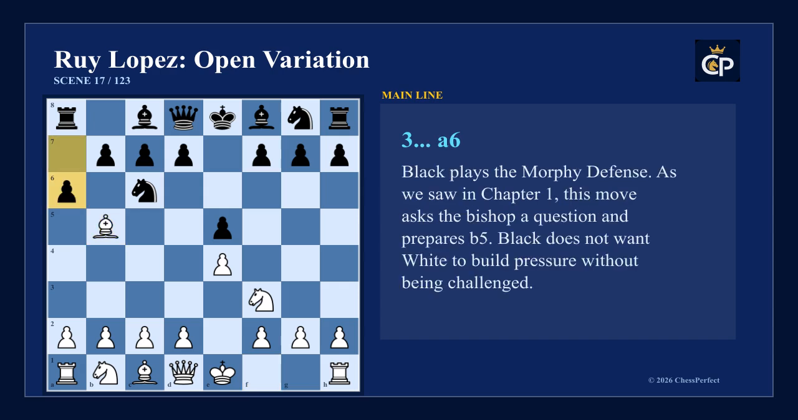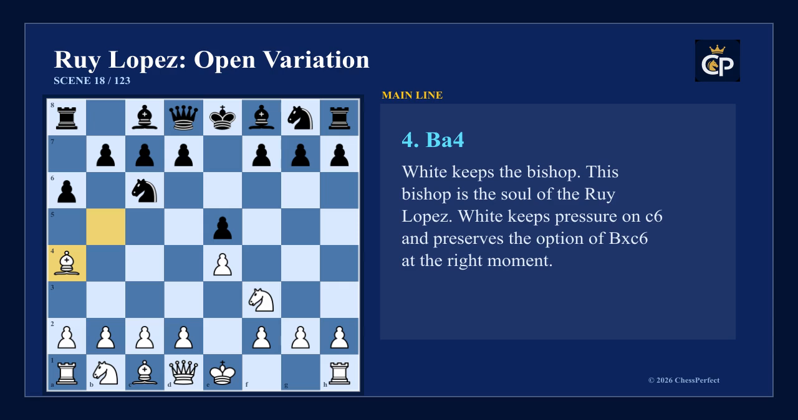a6. Black plays the Morphy defense. As we saw in Chapter 1, this move asks the bishop a question and prepares b5. Black does not want White to build pressure without being challenged. Bishop a4. White keeps the bishop. This bishop is the soul of the Ruy Lopez. White keeps pressure on c6 and preserves the option of bxc6 at the right moment.